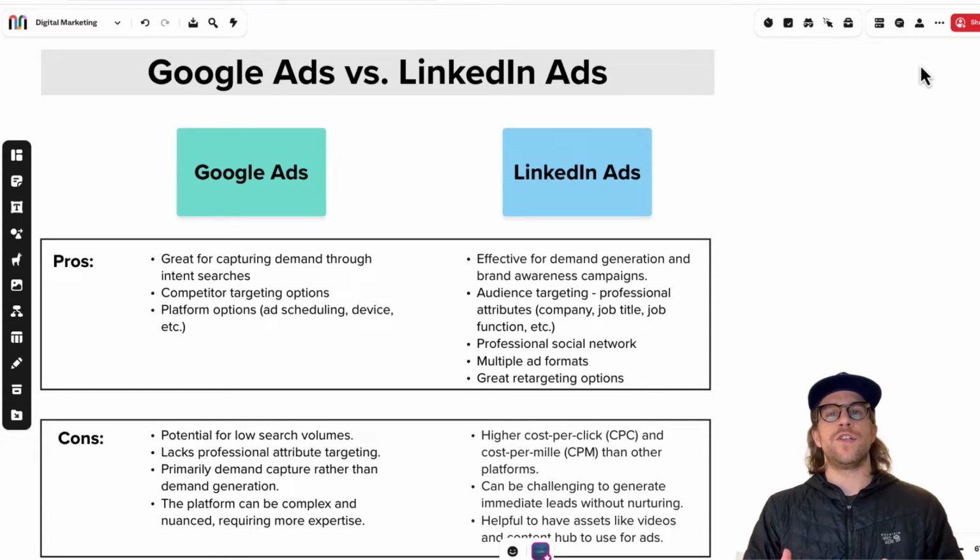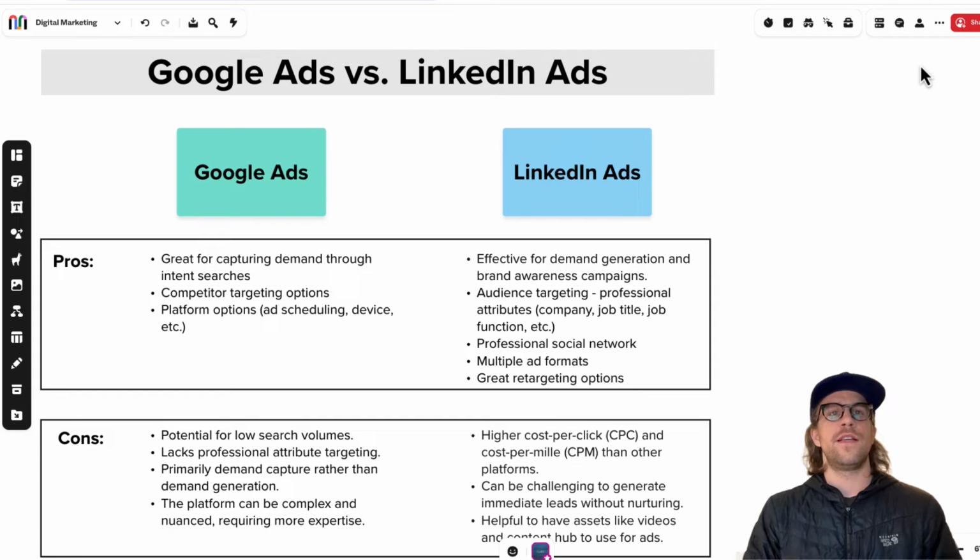So that can be an issue with Google search ads, is if there's not enough people searching those keywords, you can't get in front of them. Another con with Google Ads compared to LinkedIn ads is you can't target based off of professional attributes like you can in LinkedIn. There are some in-market and affinity audiences in Google Ads, but compared to LinkedIn, there's no good professional targeting. The main thing with Google is you're capturing the demand, and it's hard to use Google Ads to generate demand for your product.